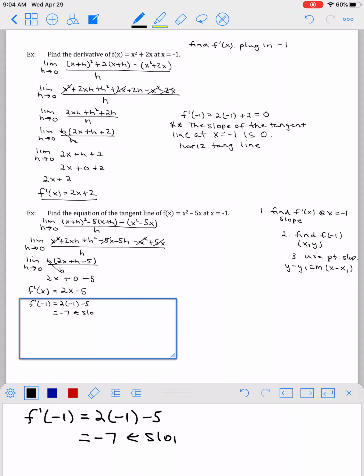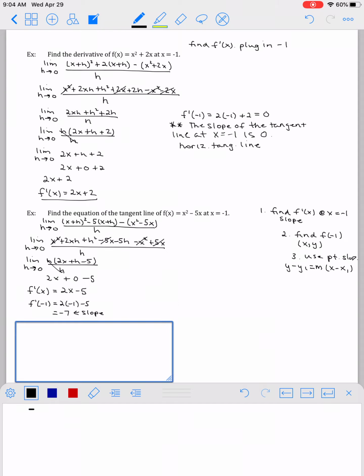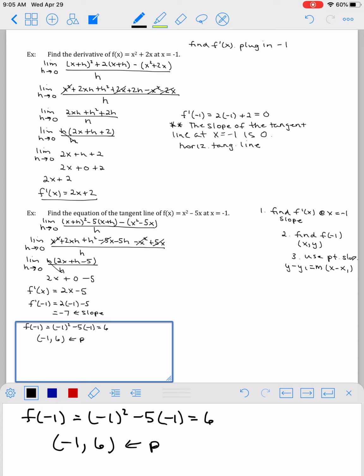That's the slope of our tangent line at that point. Okay, now I need to find f of -1 for the y coordinate. So -1 squared minus 5 times -1. And that's going to give me a 6. So I've got a -1 and a 6. And that's the point.